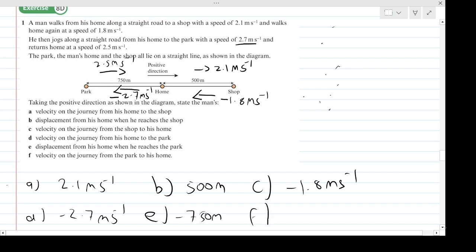Then part F, we want the velocity on the journey from the park to his home. Well, as we discussed, from the park to the home is this velocity here, so 2.5 meters per second. And there we are. So again, that's the idea of displacement and velocity. There's the speed and the distance, but in the positive direction. If it's in the opposite way, then we have to make it negative. Okay. Cool.